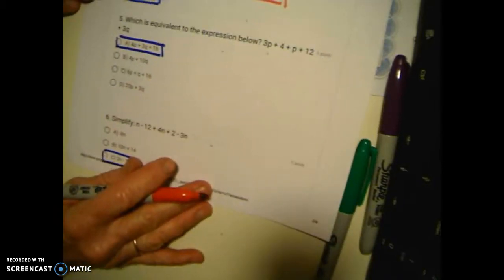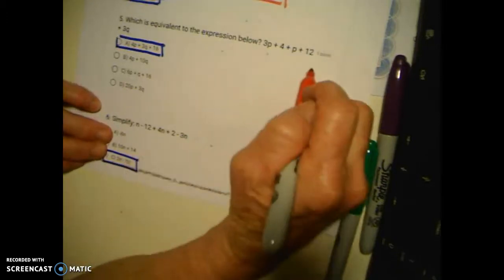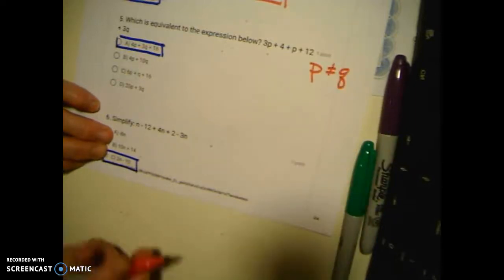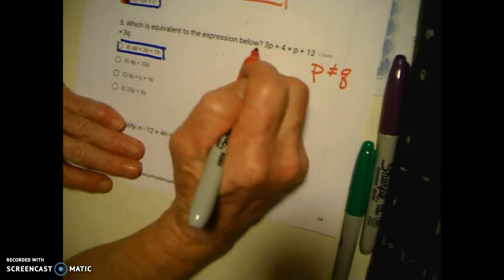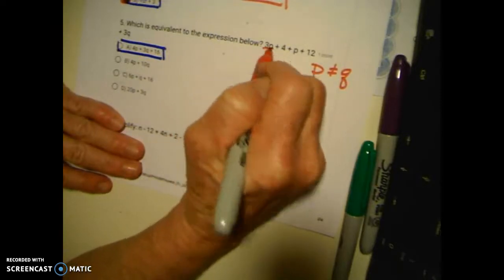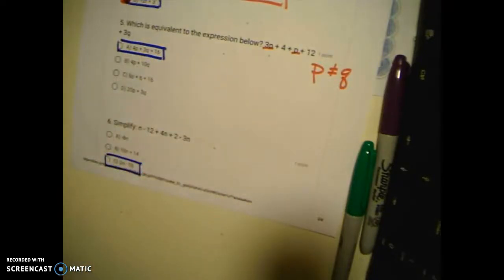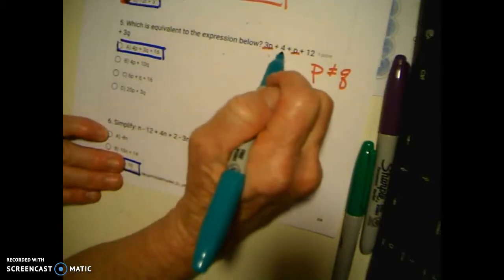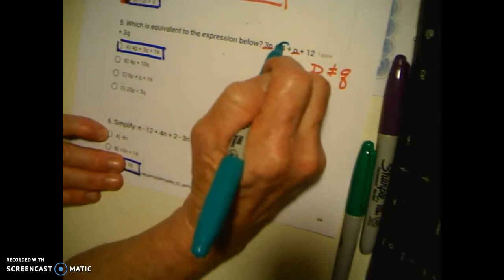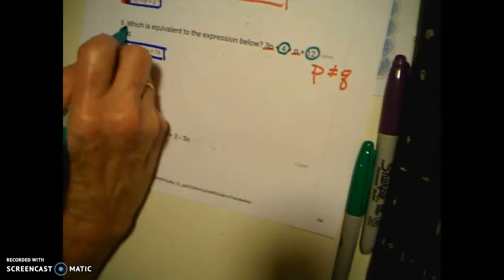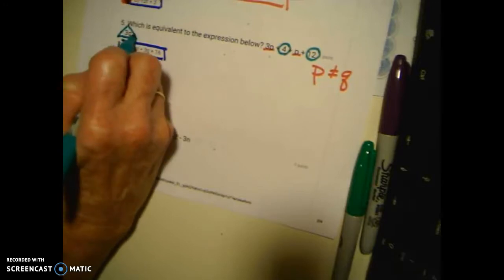Question 5. Which is equivalent to the expression below? So I have, again, P's are not equal to Q's. They're not like terms. I can't combine them. So let's see what I have. I'm going to underline the P terms. P, P, and that's the only one. Now, the 4 and the 12 don't have anything. They don't have any variables, so those are like terms. And then the oddball over here is this Q, so I'm going to put a triangle on it.